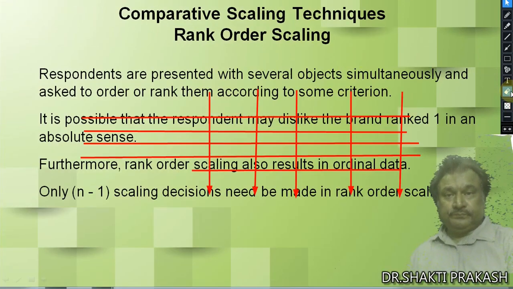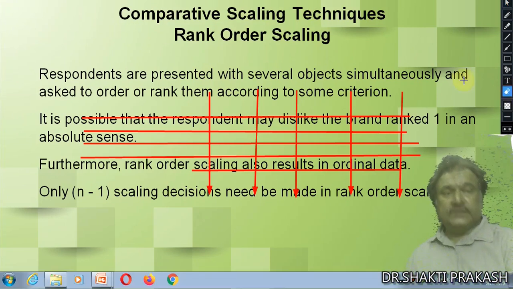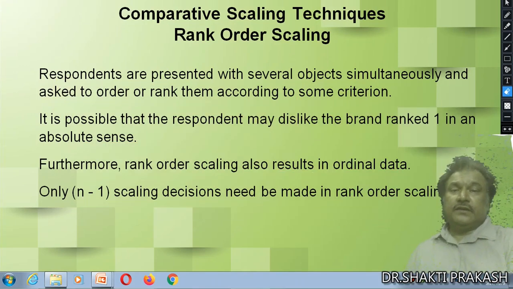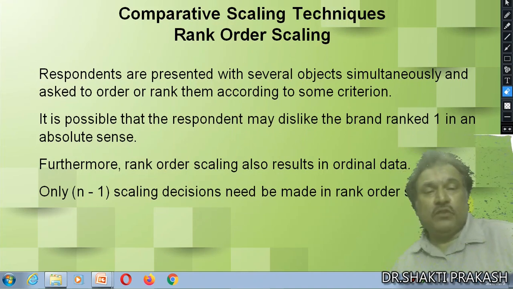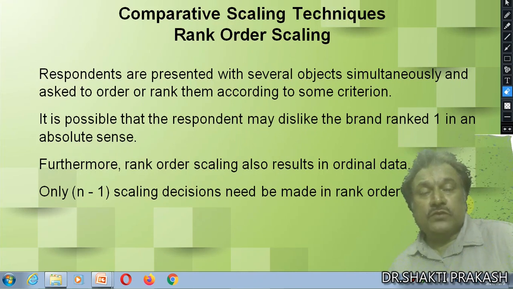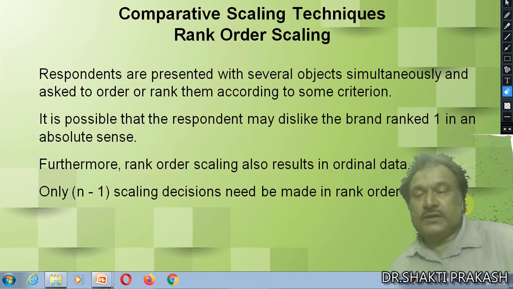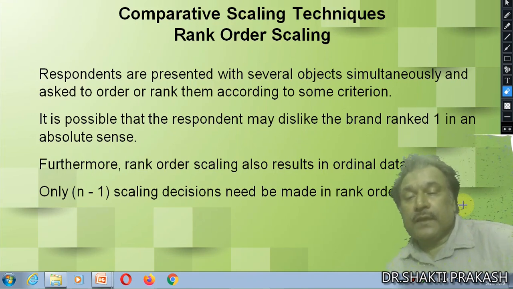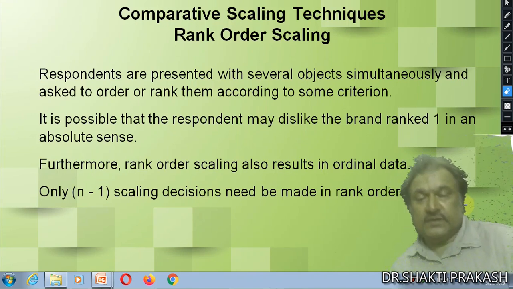This is rank order scaling. What is rank order scaling? We will consider it in this particular slide. Respondents are presented with several objects simultaneously and asked to order or rank them according to some criterion. It is possible that the respondent may dislike the brand ranked 1 in an absolute sense. Further, rank order scaling also results in an ordinal scale. Only n-1 scaling decisions need be made in rank order scaling.